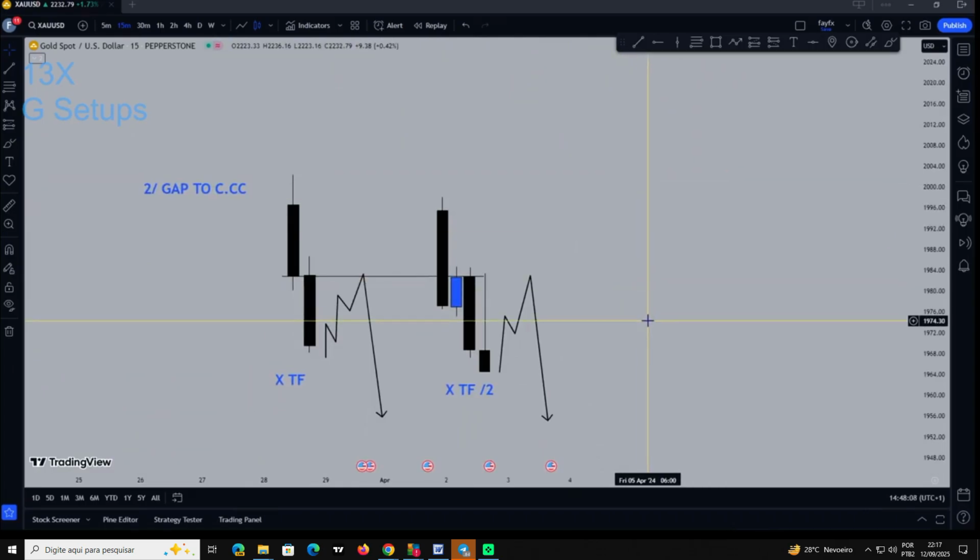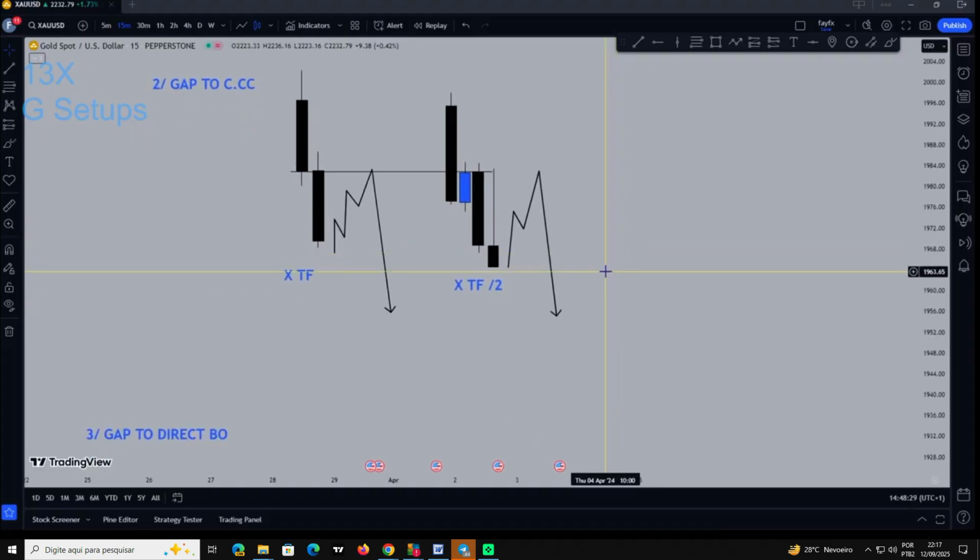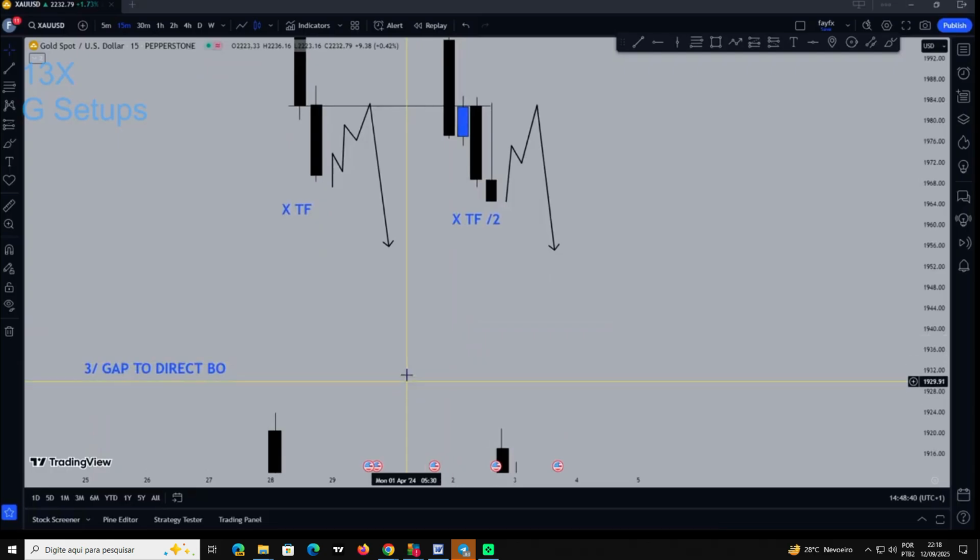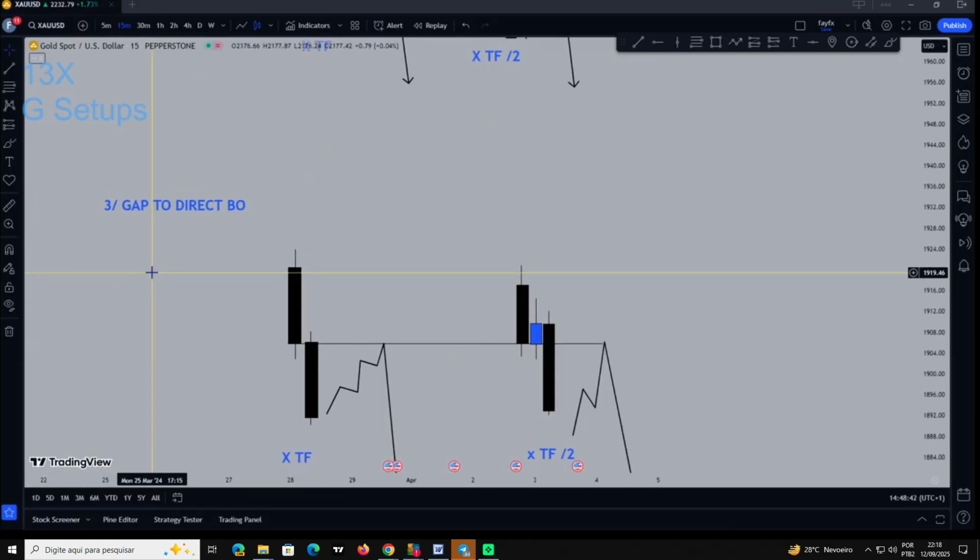Second type, the one I love, is a gap to classic CC. In X time frame, we have a gap. One time frame lower, we have a classic CC. This is very, very amazing. I like it. And later on, I will explain to you in private when and where and how to use them. They are very powerful.